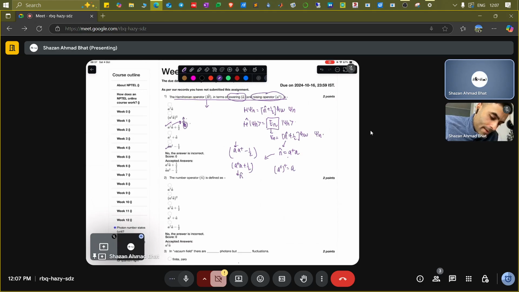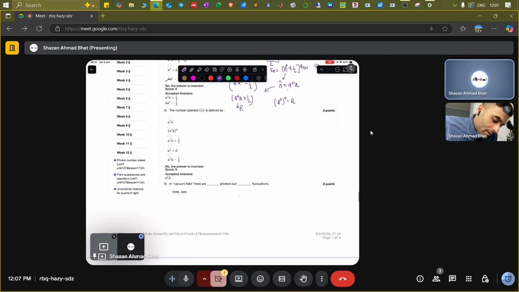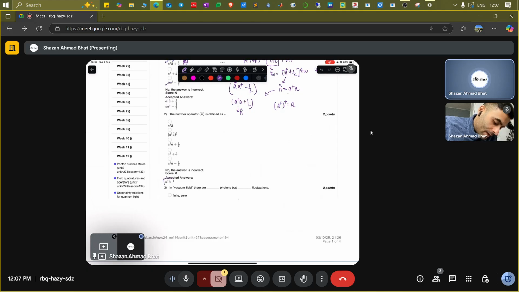Okay, so what else? The number operator is defined as, and that's why he has asked the second question, the number operator, which is basically a dagger a. This is the number operator, not the a dagger a. This is not the number operator.